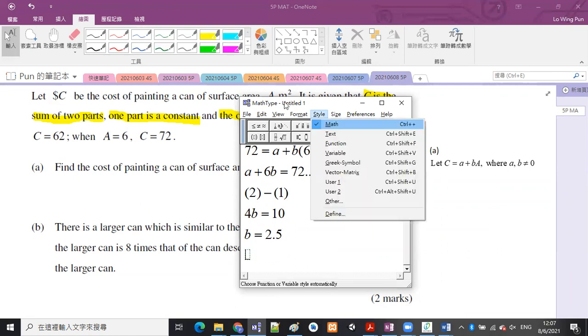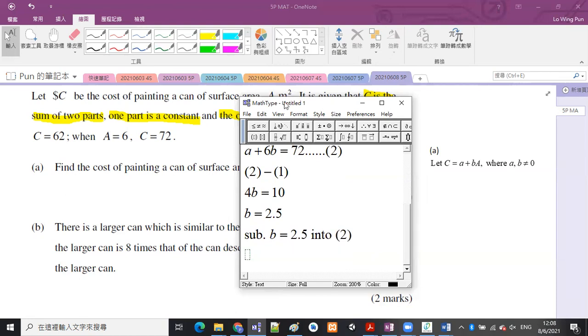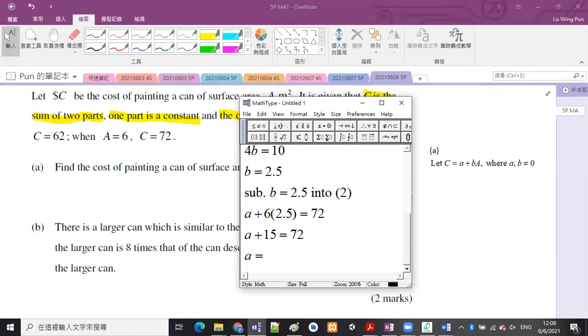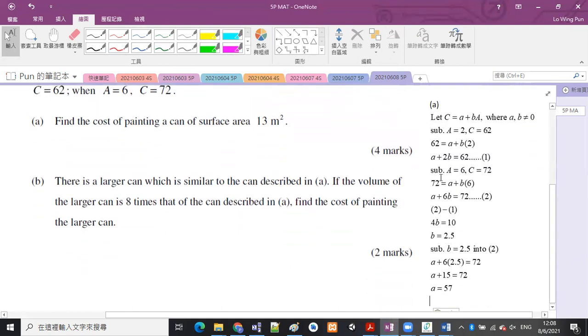And then we will substitute B equals 2.5 into either equation 1 or equation 2. Maybe I substitute into equation 2. So A plus 6 times 2.5 is equal to 72. And then A plus 15 is 72. So A should be equal to 57. Okay? So let me paste it here first. But that is not the end.